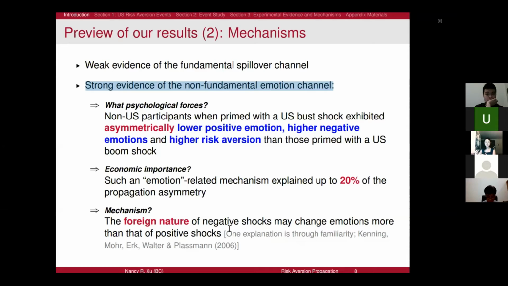And the potential mechanism could be potentially because of the foreign nature. Right? So we are arriving at this conclusion, meaning the foreign nature of the bad shock triggered more negative emotions, and that triggered higher risk aversion responses of non-US participants. Right. So why can the foreign nature of the negative shocks trigger more emotion? This can potentially relate to some of the studies that talk about familiarity, right? Because you are less familiar with this negative shock, and that's why you become more triggered in some sense, right?